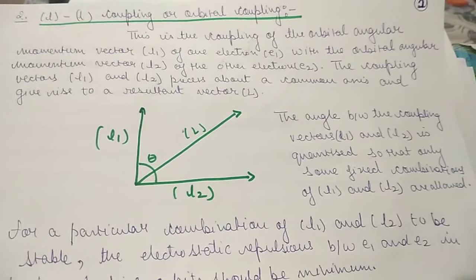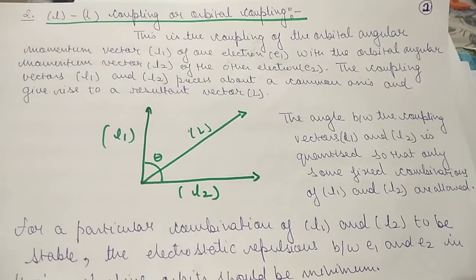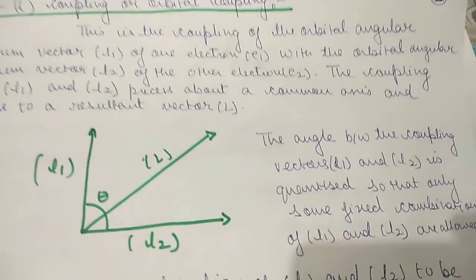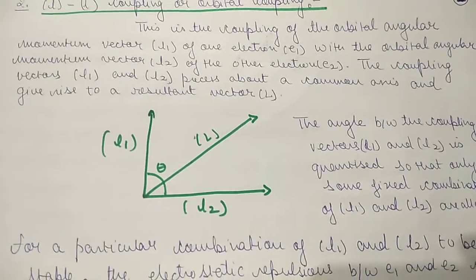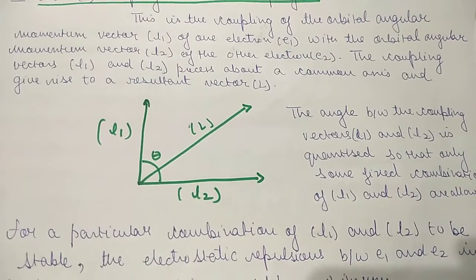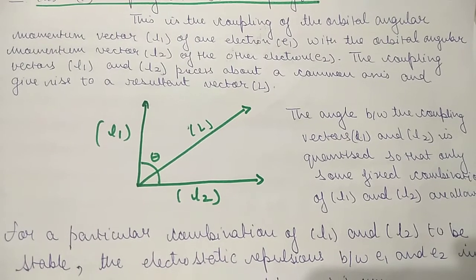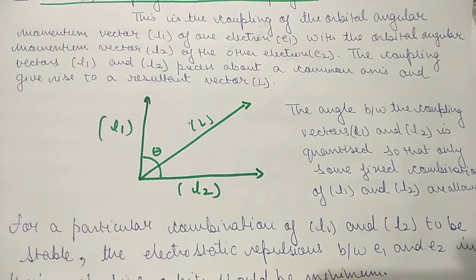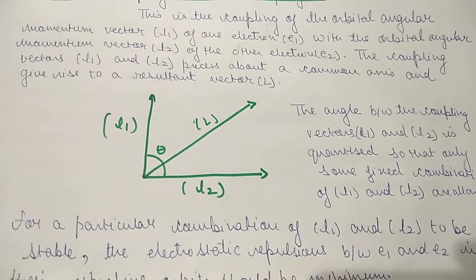So we will do today LL coupling or orbital coupling. What is LL coupling or orbital coupling? It is the second type of coupling. Now this is the coupling of orbital angular momentum L1 of one electron E1 with orbital angular momentum vector L2 of the other electron E2.